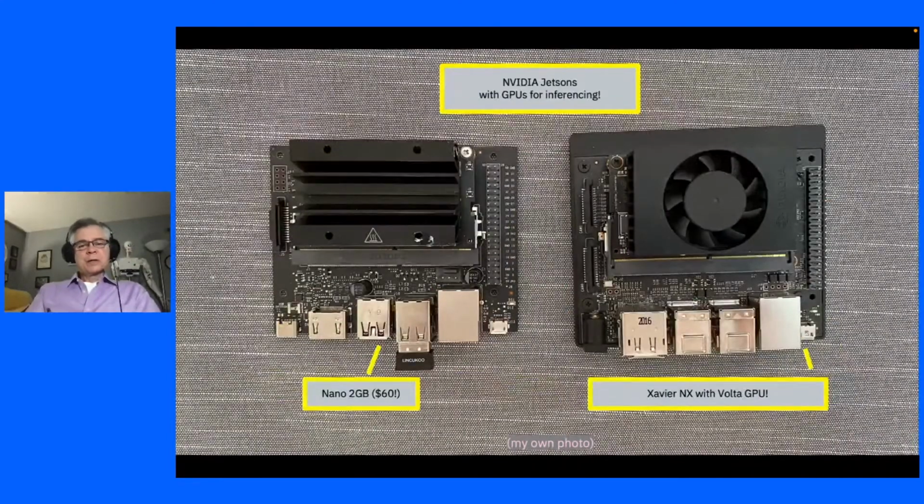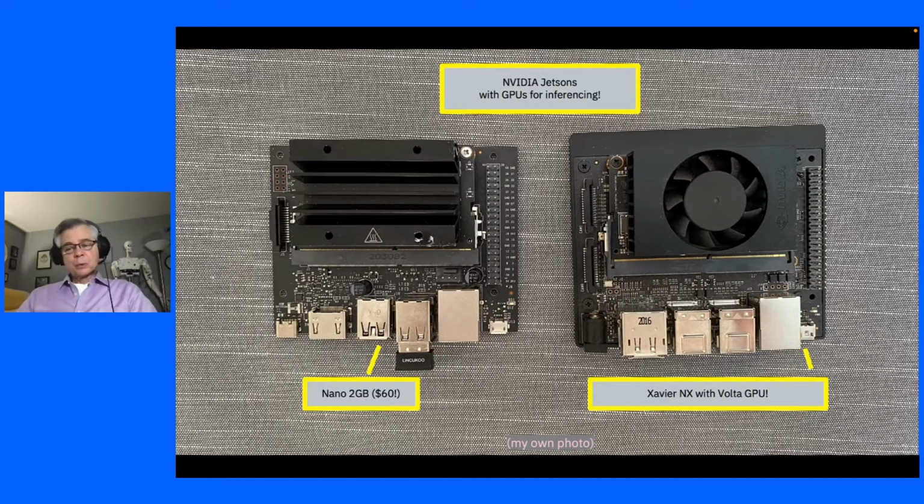And NVIDIA also came out with some interesting machines. These nano machines on the left are now only $60, and they contain an NVIDIA GPU, which means that they can do incredibly fast inferencing right on that little machine. And if you're willing to pay more, you can move up to something like the Xavier NX, and there's even a model above that that have the NVIDIA Volta GPU. That's, you know, desktop or data center GPU from just a few years ago, but it's available in this very small form factor now.